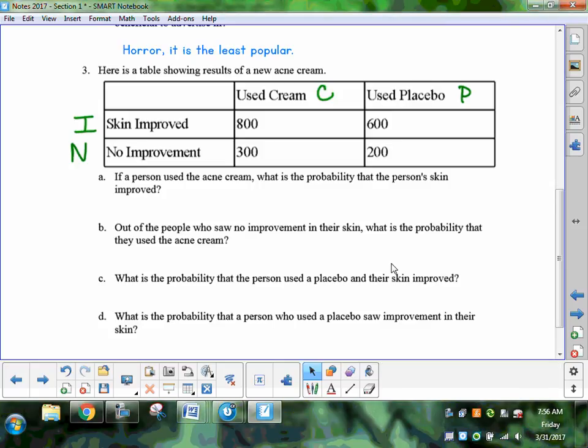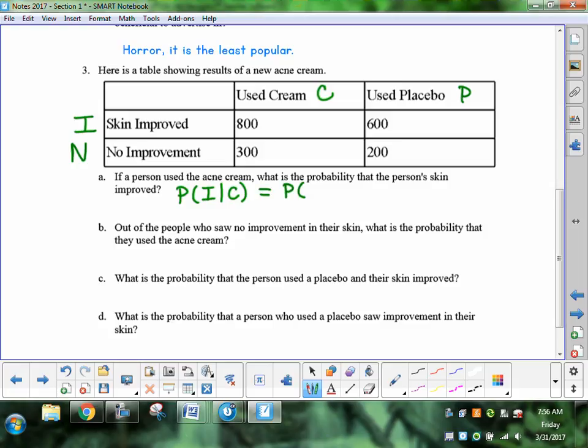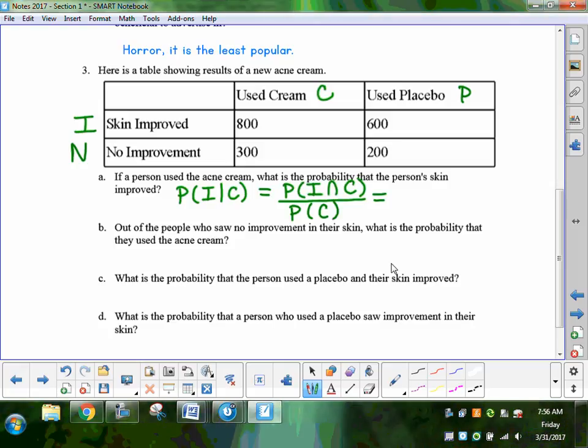Let's start off. It would be the probability of acne cream and improvement. Make sure you got it in that right order too. They're using the cream and they're having improvement. So what's the numerator going to look like? It's going to be the P, I, and C all over what? So what is the numerator going to be? 800 over 1100. There you go.